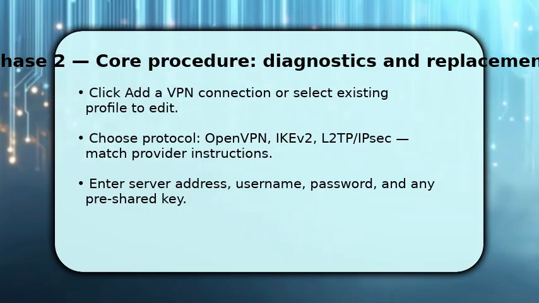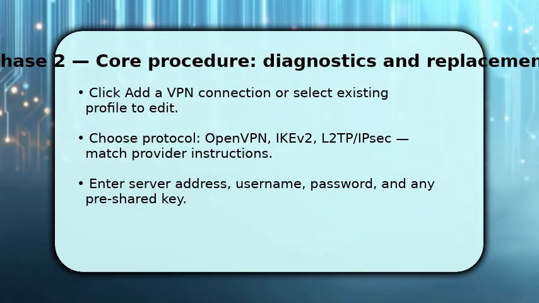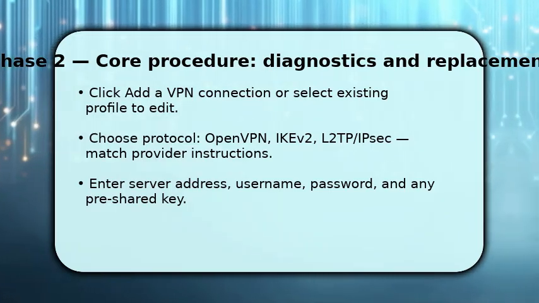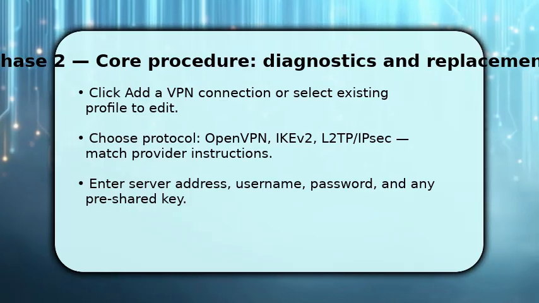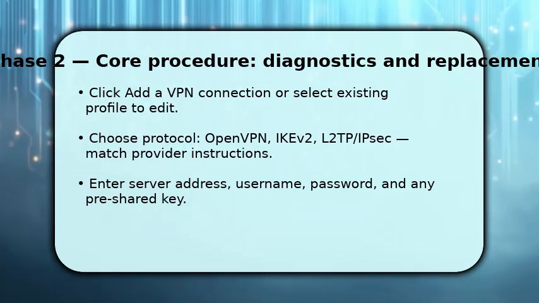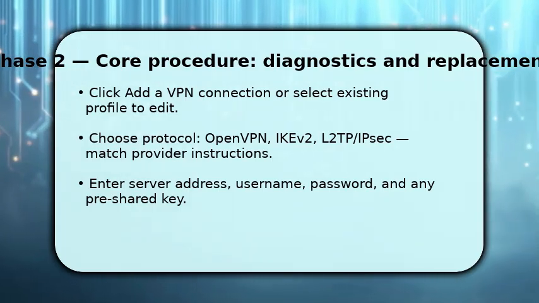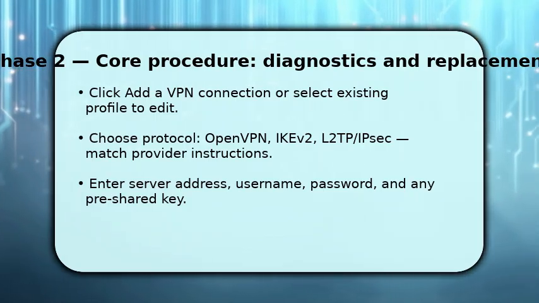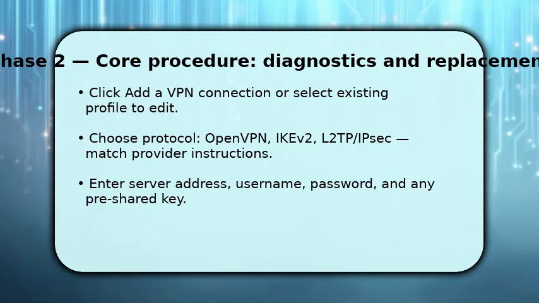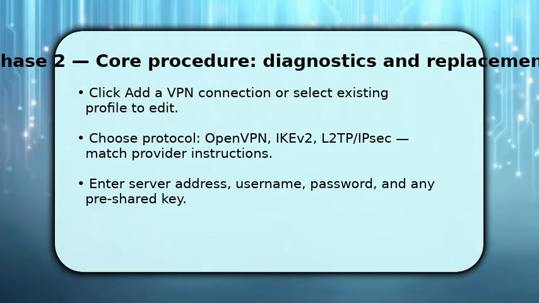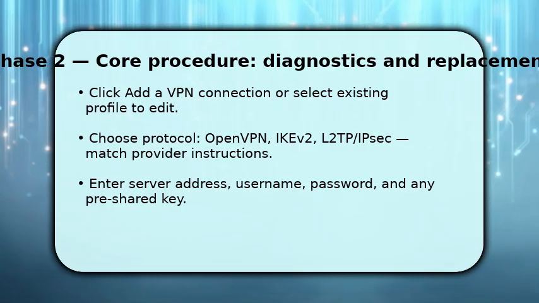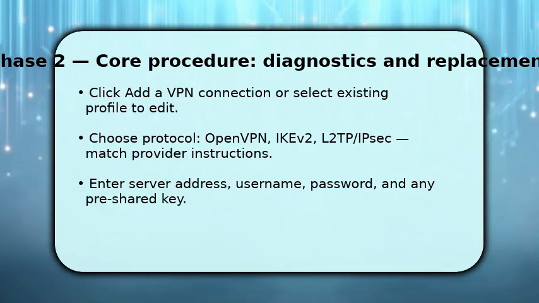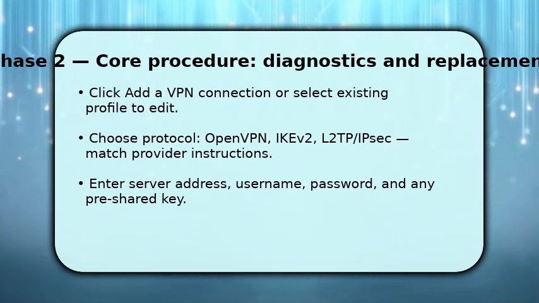Click Add a VPN connection or select an existing profile and choose Edit. Be careful to pick the correct protocol, OpenVPN, IKEv2, or L2TP/IPsec, because it affects security and compatibility. Follow your provider's recommendation. Next, input the server address, your username, and password, and paste the pre-shared key or certificate details if required. Make sure to save the profile. Then test by connecting briefly to verify authentication and routing before moving on.